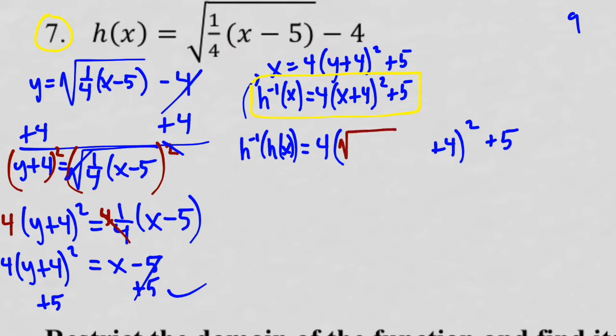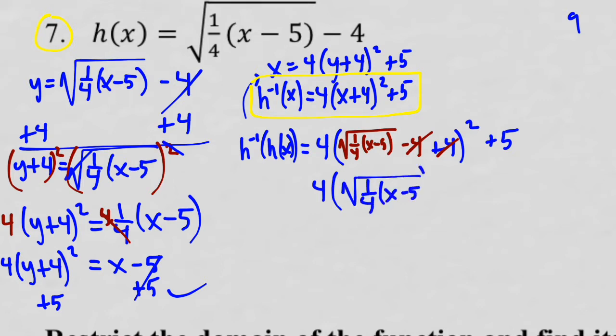Here we go. Let's hope it fits. I don't know if I left enough space. 1/4 x minus 5 minus 4. There you go. And now you simplify that. The first thing to go is the 4 and the negative 4. Those cancel. So what you have left is 4 times the square root of 1/4 x minus 5. Close the parentheses and square. Right? That's that one right there. And then plus 5.